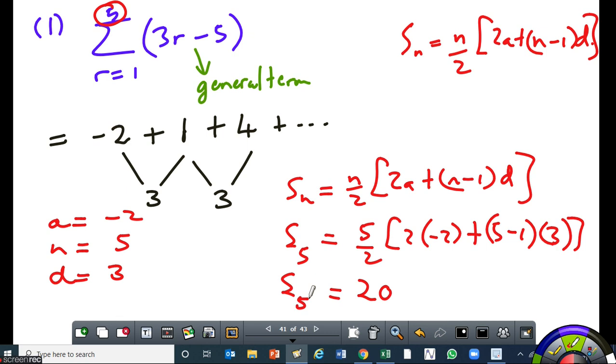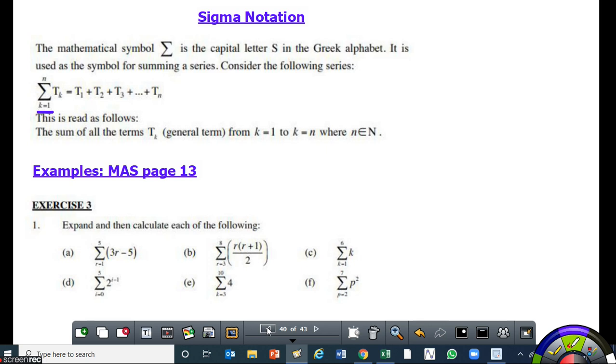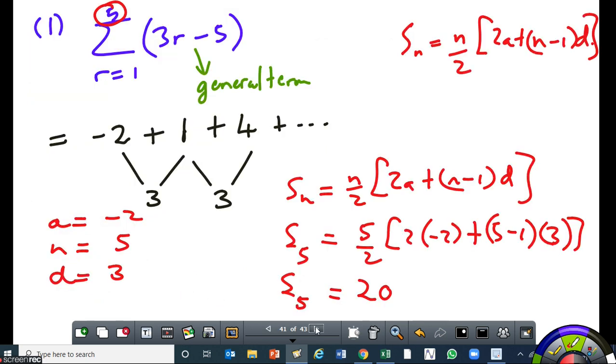Now, I want you to be aware that the question here was saying expand. Okay? Expand. So I just determined the first 3 terms. If you want, you can go as far as the 5th term here. So if I substitute r equal to 4 here, I'll get 4 times 3 is 12. 12 minus 5 will give me what? 7. So I'm now having the 4th term as 7. Then I don't need to continue substituting r equal to 5.